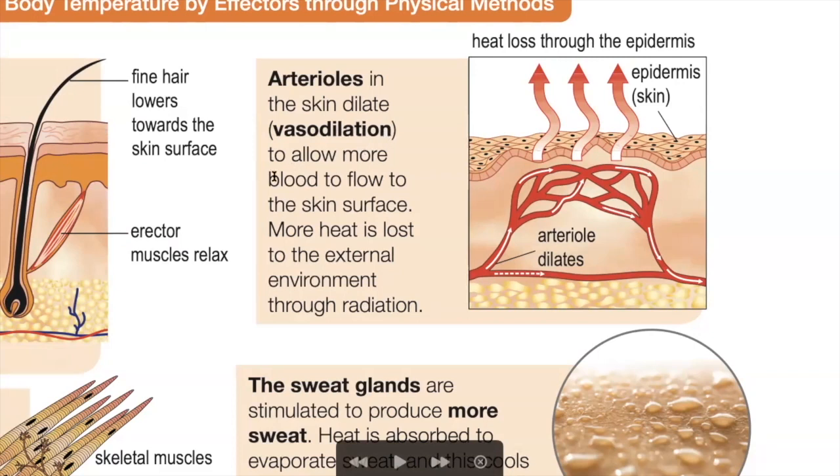Why does vasodilation need to occur? Because to allow more blood flow. When more blood flow can happen, it means that more heat energy can be lost through the surroundings. Because we know that blood doesn't just carry oxygen and glucose, it also carries heat energy. So when the arteriole expands, more blood flow can happen. This blood flow carries heat energy, so more of it can be released to the atmosphere through radiation here.